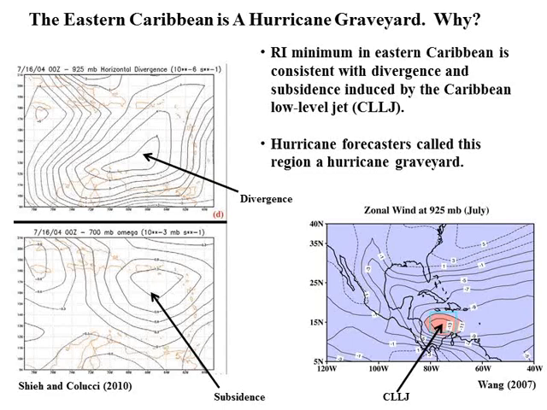This shows zonal wind at 925 millibar. There is strong easterly wind over the Caribbean. This is called the low level jet. Because of this strong low level jet, the atmosphere shows divergence over the Caribbean, and subsidence over there. Because of this subsidence, if a hurricane moves here, this atmospheric condition is not favorable for hurricane intensification, and the hurricane decays. This is why we call this region the hurricane graveyard.